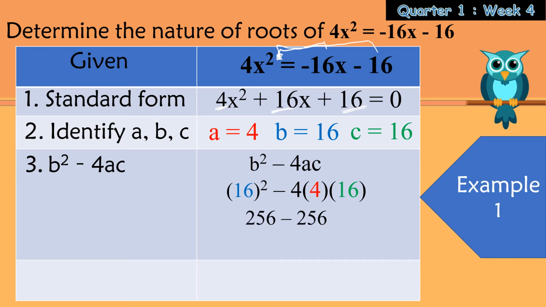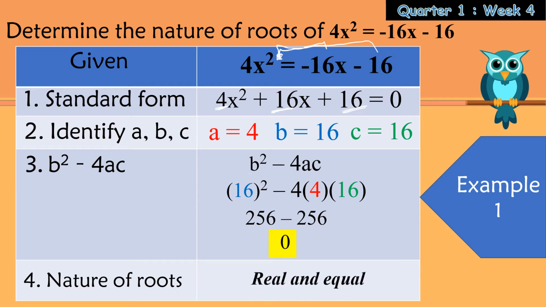So 16 squared will give us 256. And negative 4 times 4 will give us negative 16. Multiplied by positive 16 will also give us negative 256. Okay? Then 256 minus 256 will give us 0. So as you can see, the discriminant value that we have here is 0. Now, for us to determine the nature of roots of our quadratic equation, if the discriminant is equal to 0, again, then we have here a real and equal root. Okay? Now, let's have the second example.